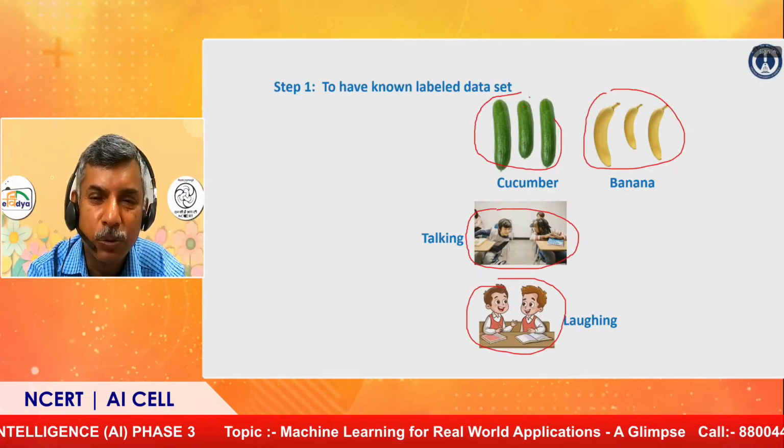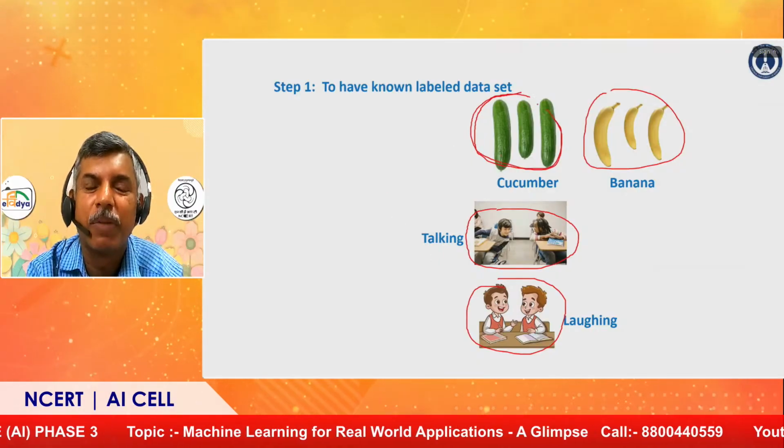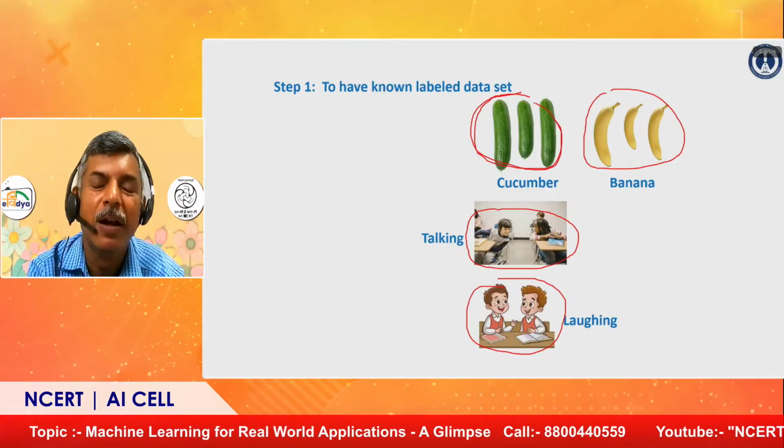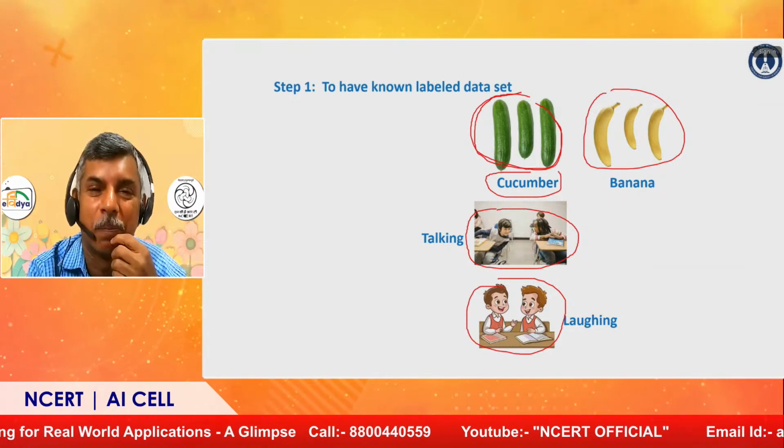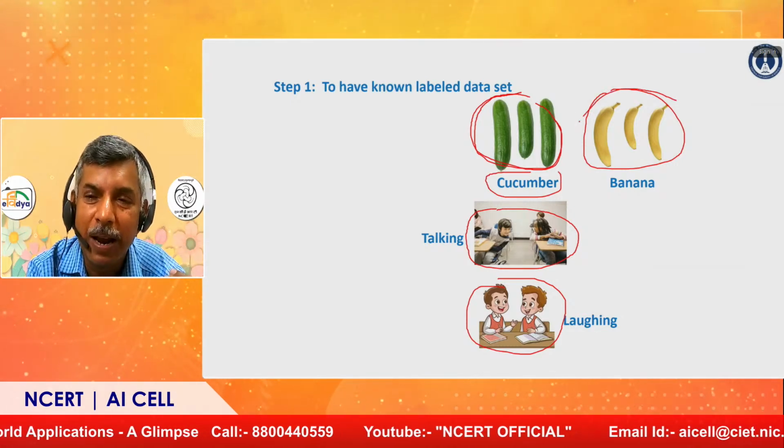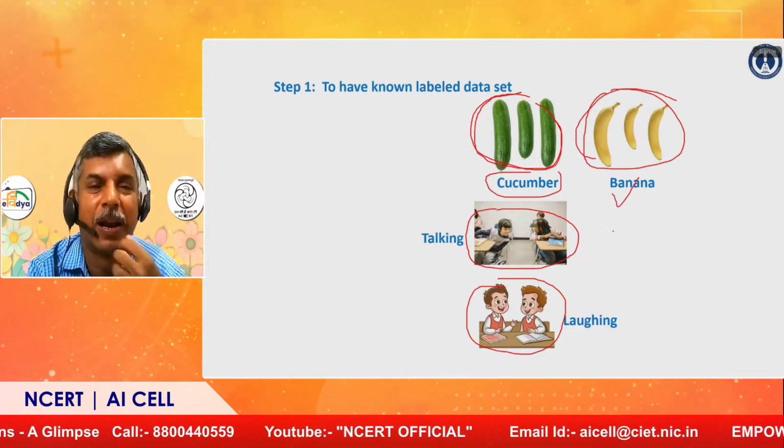So we need to have so many cucumber images. Suppose my duty is to classify cucumber and banana. I need so many cucumber images, and I have to label them as cucumber. And I need to have so many banana images. I have to label them as banana.